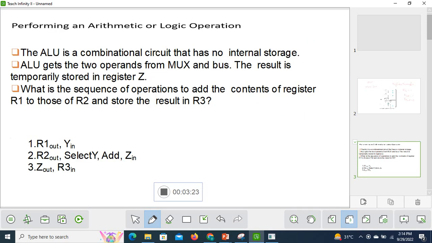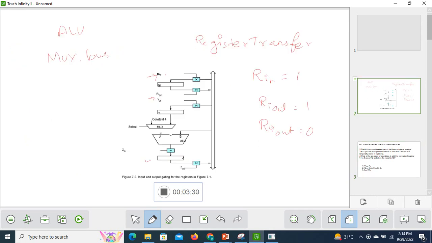See, we will see here r1 out comma y in. I will explain with the help of this diagram. So r1 out comma y in. In this instruction, the value of r1 will be moved. So in step 1 what happens, the register r1 and the input of register y both are enabled. Fine, this is step 1. Both the registers are enabled, and then the contents of r1 are transferred over the bus to y. So the contents of register r1, we need a bus to transfer. So all these contents are transferred to the bus.